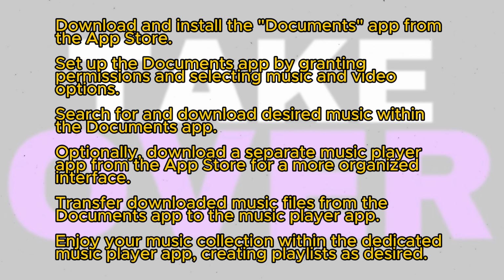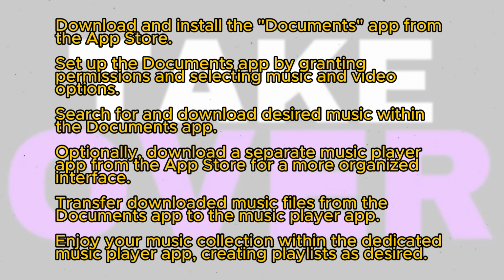To begin with, you'll need to hop over to the App Store on your iPhone. Once there, search for an app called Documents and proceed to download it. This app will serve as your file manager and web browser for acquiring music. Upon installing the Documents app, open it up and follow the setup prompts. You'll want to grant necessary permissions and choose your preferred settings, particularly focusing on music and video options.